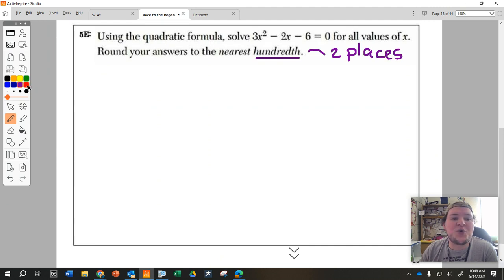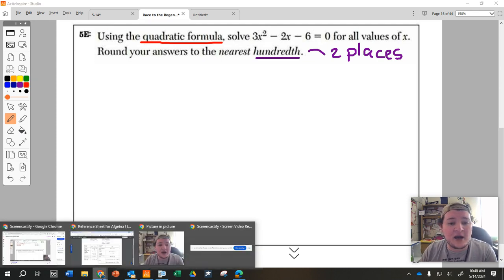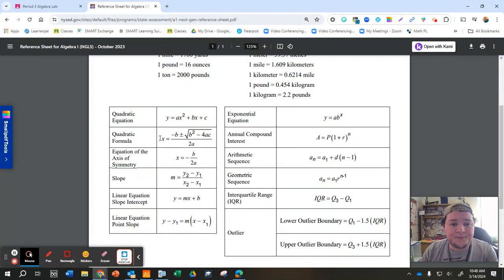Now it tells me to use the quadratic formula. The second they say using the quadratic formula, or with the quadratic formula, or if you use the quadratic formula, you should write it down. And you're given it. If you look at your reference sheet, look right here. This is the reference sheet you're given on the Regents. X equals negative b. Look at that hot mess. You don't have to memorize a lick of anything. I want that to go away. You don't have to memorize anything.